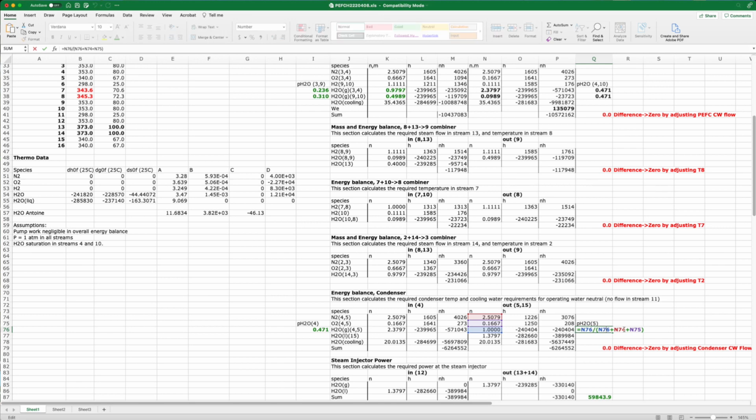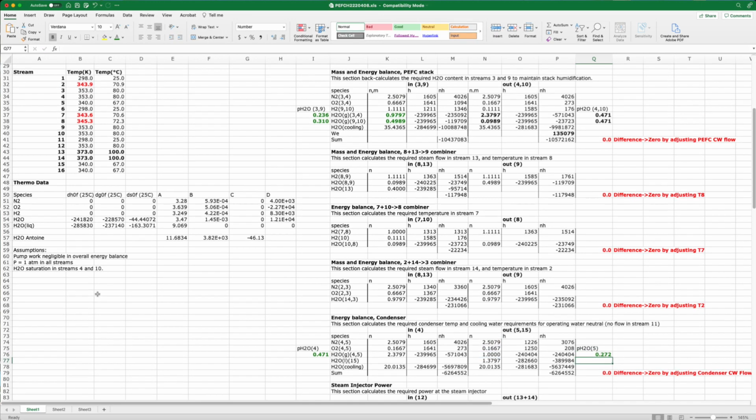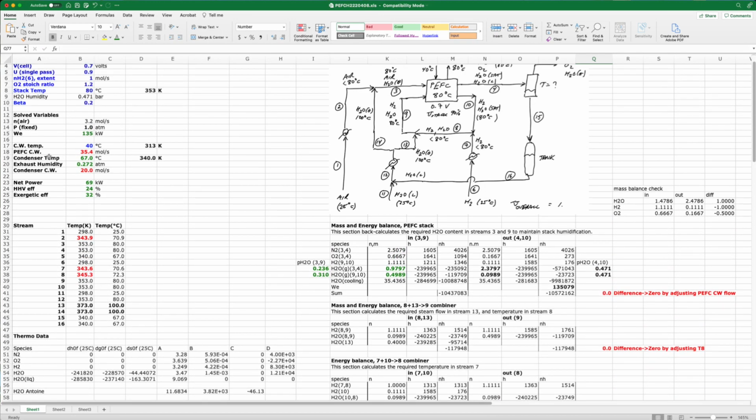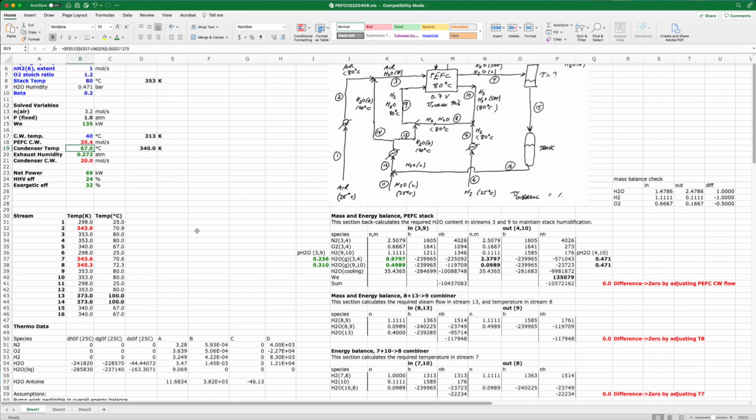So once we know what the saturation pressure is, we can back calculate what the temperature is, and that's what this is. It's saying that the condenser has to operate at 67 degrees C in order to condense enough moisture that we don't have to add any liquid water to the process.